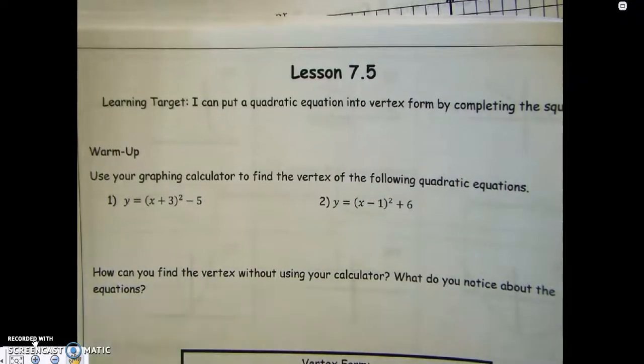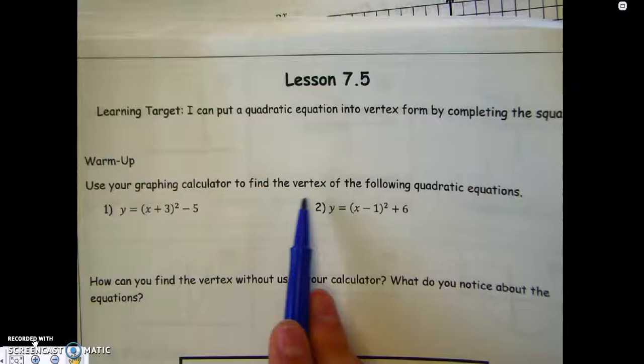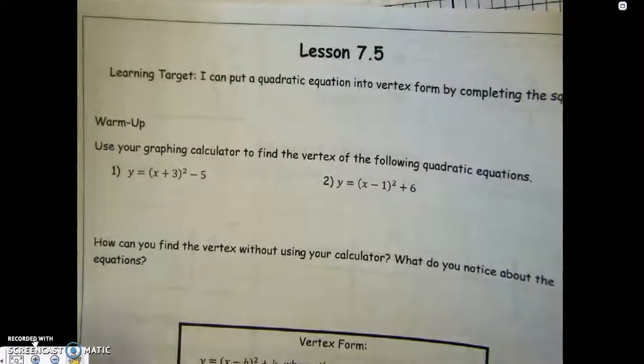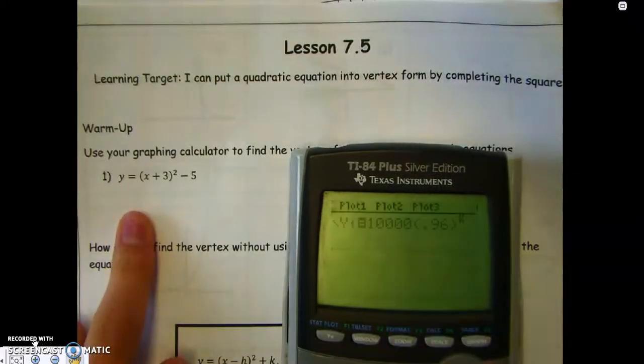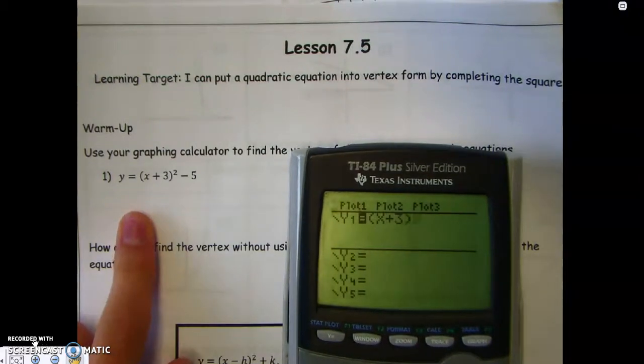So the warm-up is to use your graphing calculator to find the vertex of the following equations. So in my calculator, I'm just going to type number 1 as I see it. So I'll go to y equals, clear what's there. I'll put parentheses x plus 3 squared. Oops. Let me do that again. x plus 3 squared, and then minus 5.